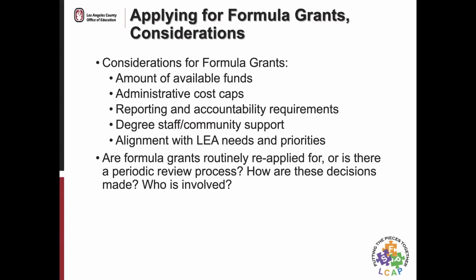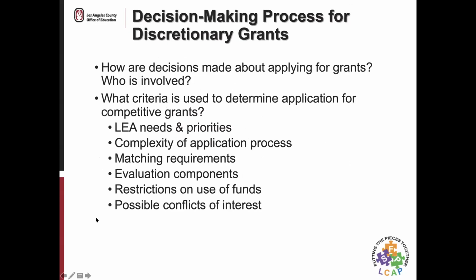So do think about formula grants, because rather than just check off, usually the answer is, yeah, we're going to apply for it, but it's worth thinking about. And sometimes, if you're experiencing a lot of frustration with a grant program, do we want to reapply? On the other hand, for discretionary grants, usually people do spend more time thinking about it, because it's not just a rollover, something we do all the time. But you should think about how decisions are made about applying for grants.